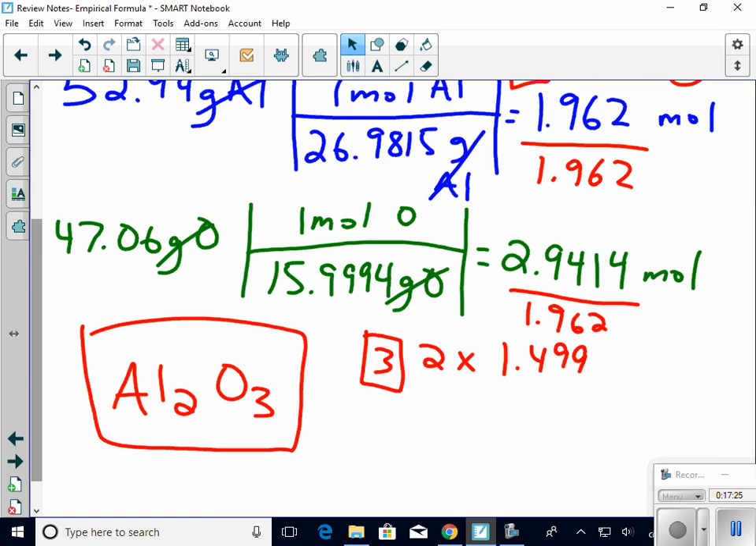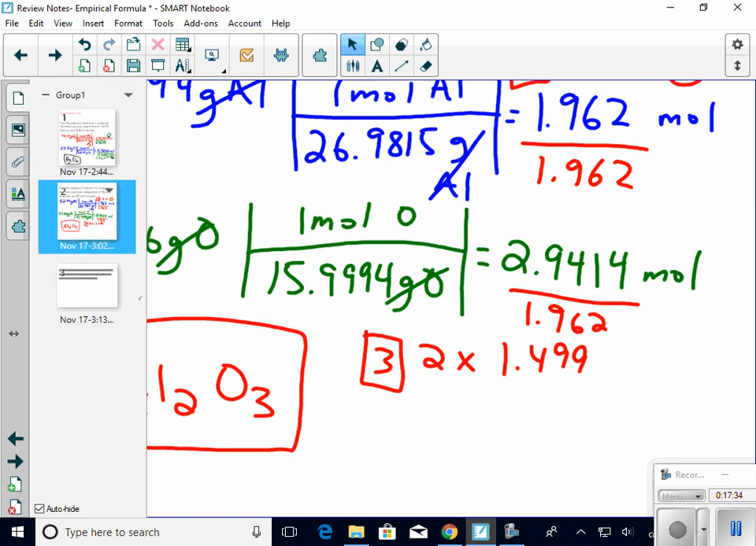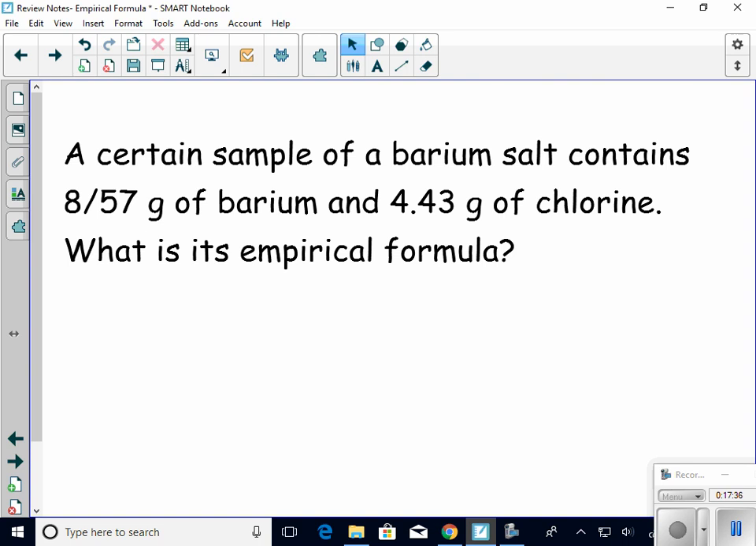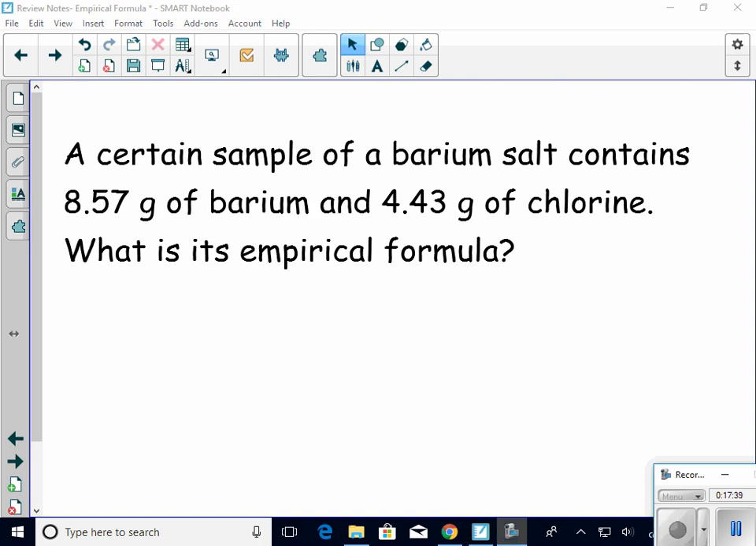We okay with that type of a problem using percentages? Okay? Because if I remember right, my third one's not going to have percentages. So go ahead and copy this. My example says a certain sample of a barium salt contains 8.57 grams of barium, 4.43 grams of chlorine. What is its empirical formula?